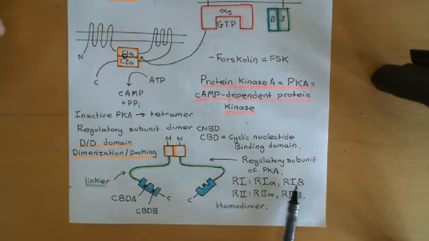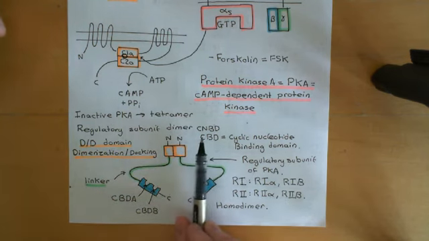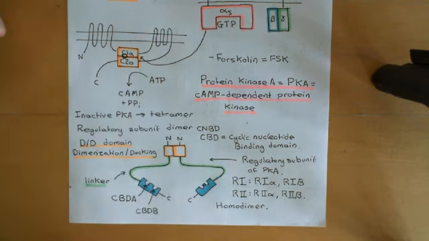Again, you can do that for R1 beta. You can put an R1 beta here and R1 beta here. That's an R1 beta homodimer. And the same for the R2 alpha and the R2 beta. So you can build all 4 homodimers of these 4 regulatory subunits of protein kinase A.